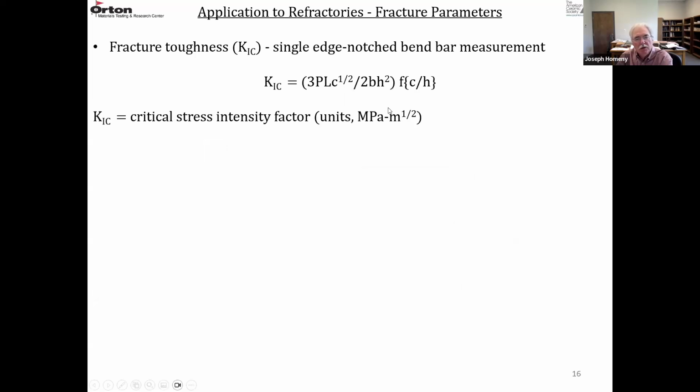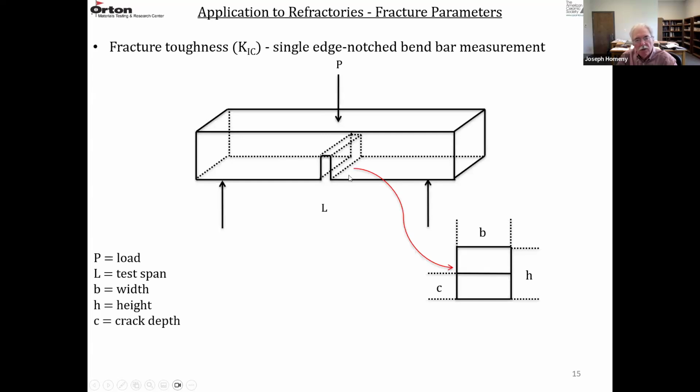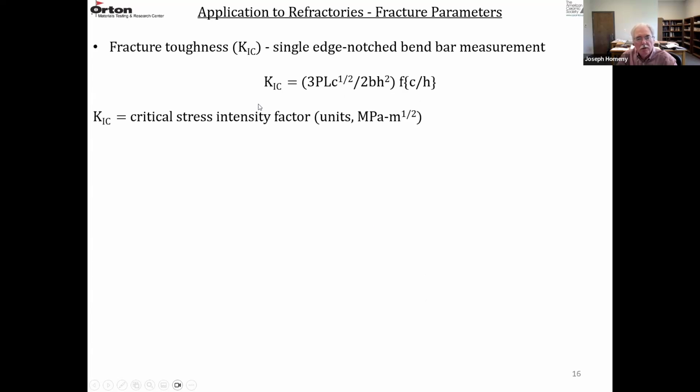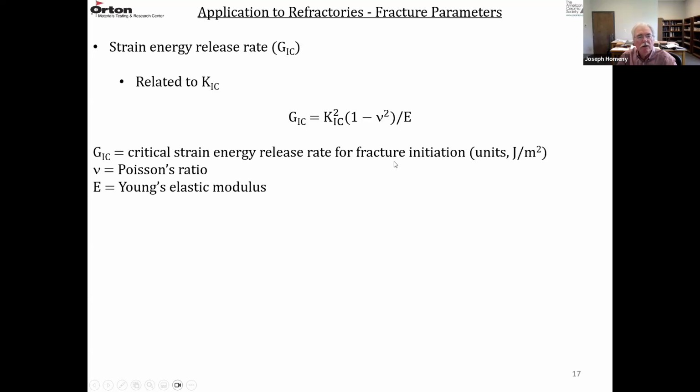And this is the equation I showed for K1C. It has units of megapascals times the square root of meters. So K1C is a function of the load, the span, the crack size, and the sample dimensions B and H. And then there are additional functions that I showed previously relating C and H, and also the span and the sample thickness. So pretty straightforward: single edge notch beam, loaded to failure, put in these variables, you can calculate K1C.